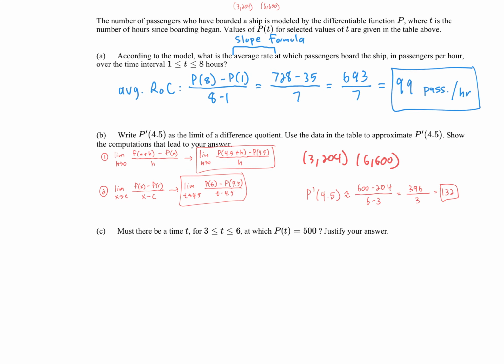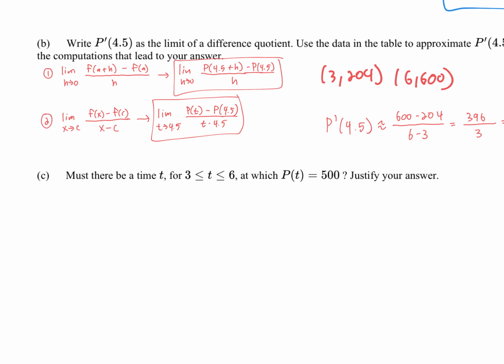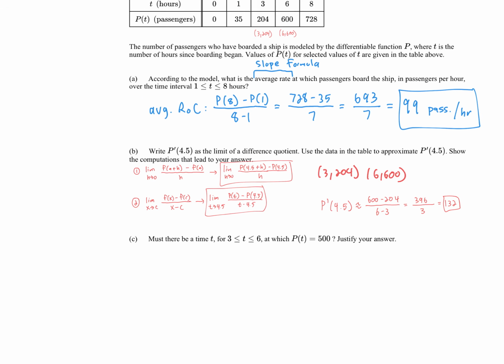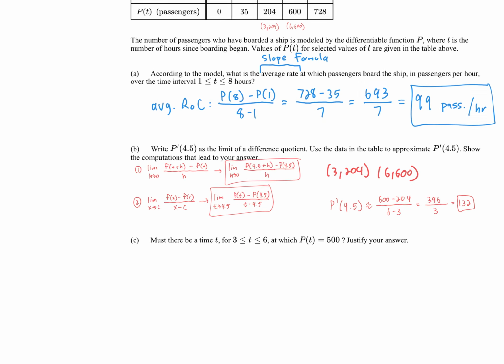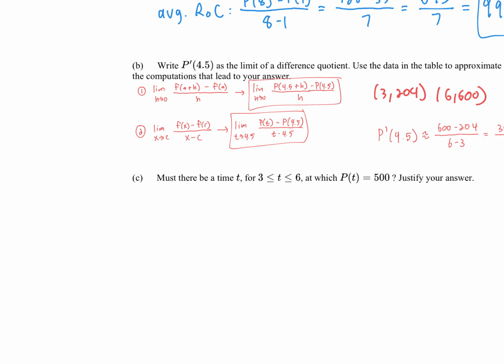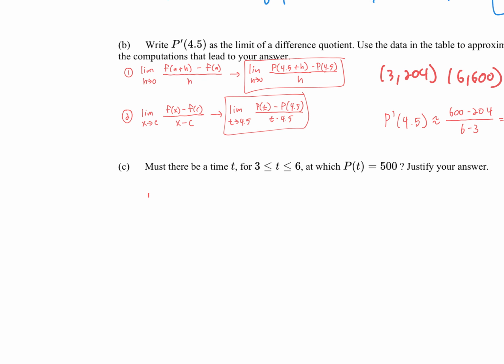With this particular one, the only points we know between 3 and 6, including 3 and 6, are at 3 and at 6. So let's write those. p of 3 is 204 according to the chart.